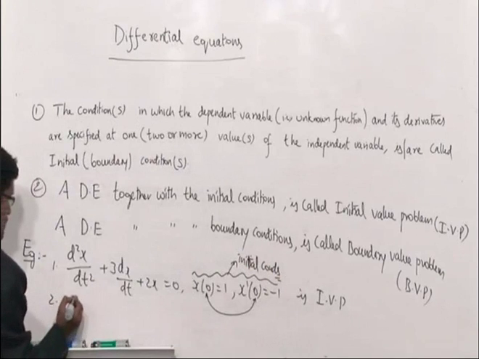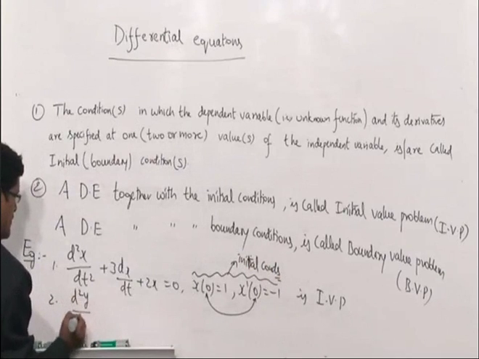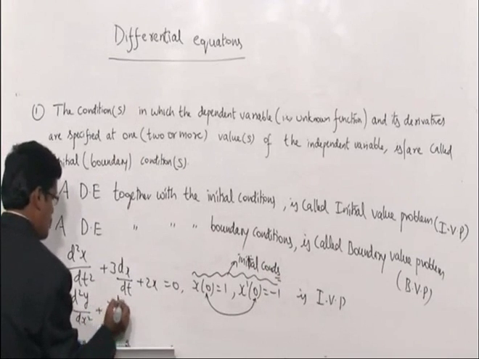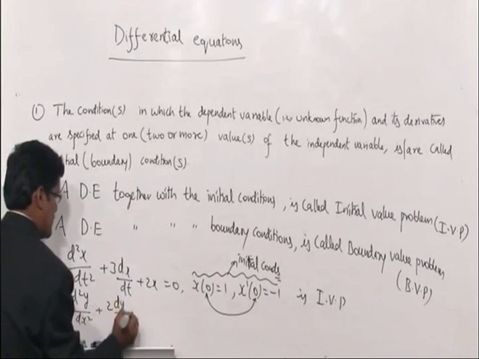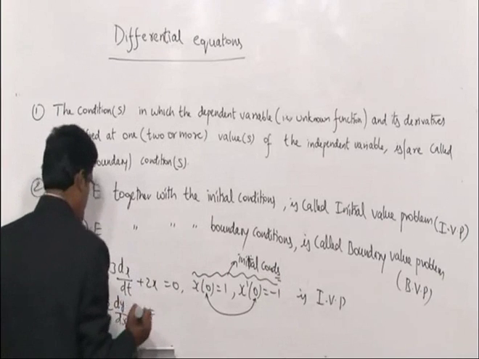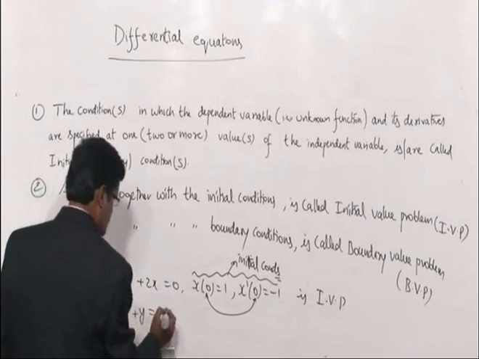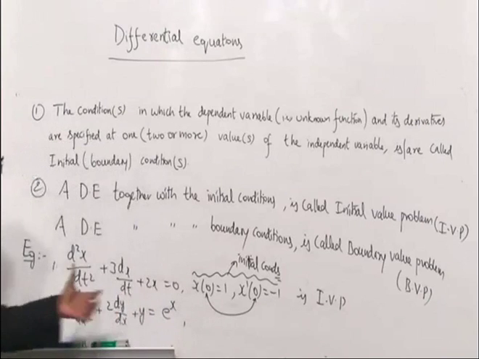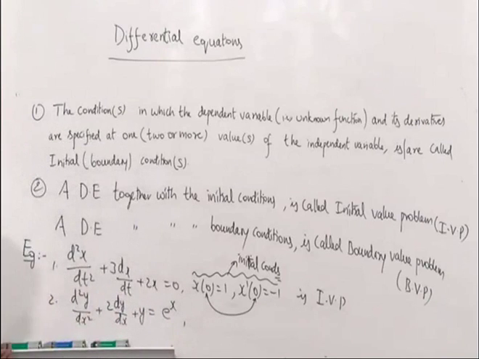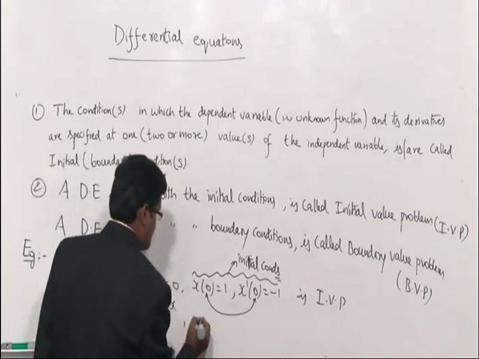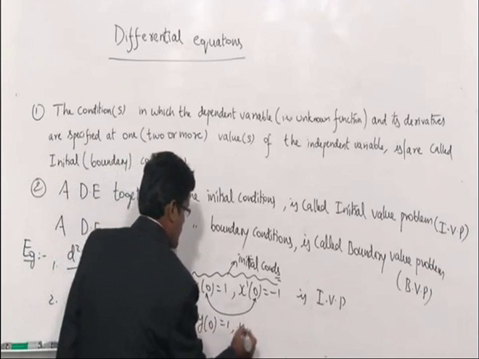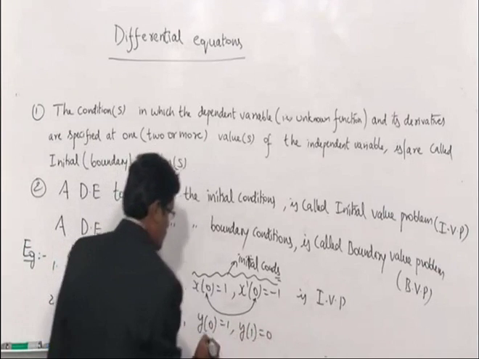Second example. d square y by dx square plus 2 dy by dx plus y is equal to exponential x. Here I considered a second order differential equation of y with respect to x. So y is dependent, x is independent, with y of 0 equal to 1, y of 1 equal to 0.